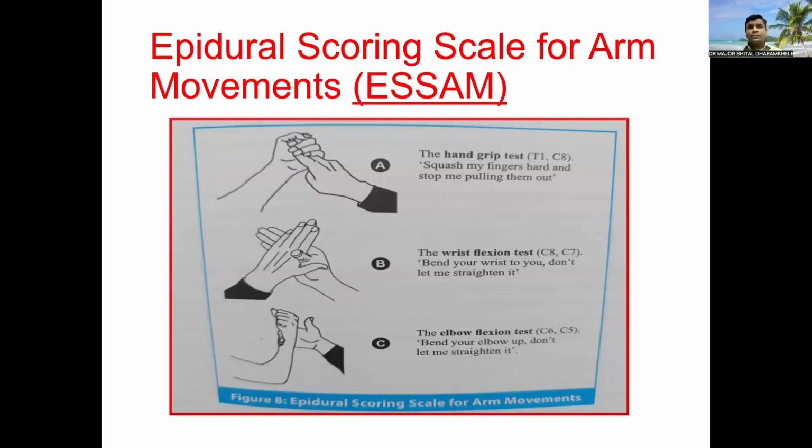In this case, we measure the block with the help of the epidural coring scale for the arm movements. We ask the patient for hand grip: squeeze my fingers hard and don't stop pulling them. If he is not able to squash your fingers hard, then the block level is C8 to T1. Then we ask the patient for the wrist flexion test: bend your wrist and don't let me straighten it. If he is not able to do the wrist flexion test, then the block level is C6 to C7. Then we ask the patient to bend the elbow and not let me straighten it. If he is not able to do elbow flexion against resistance, then the level is C5 to C6.